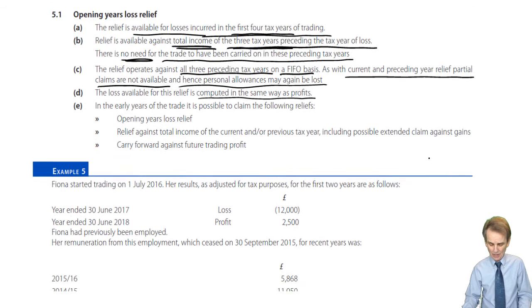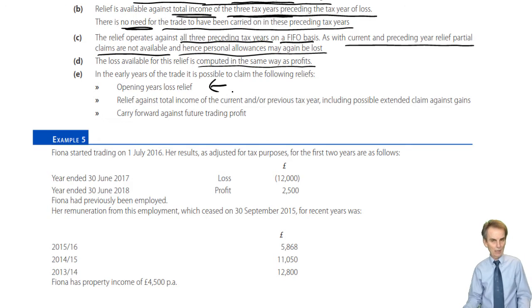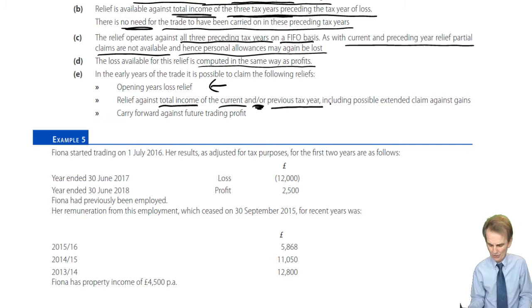So in our early years of trading, we have got this specialist opening year's relief with the extended carryback. We've got our normal loss relief against total income of the current and or the preceding tax year. If we make a claim under either of those years, then for that year, you've got the possible extended claim against capital gains as well.